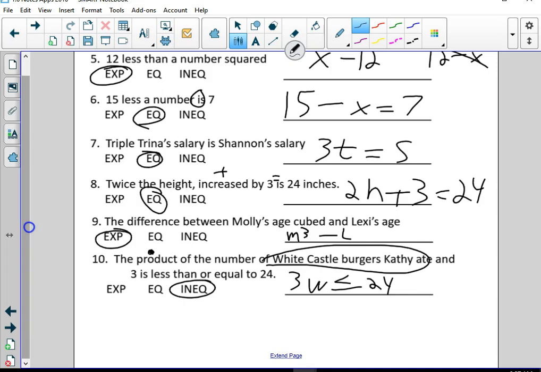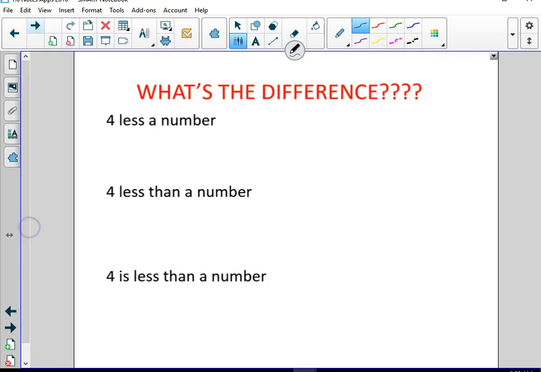So there's the difference between 10 and 5. 10 has the words is less than, and number 5 just says less than. Seems like a picky point, I know, but it really is important. Okay, what's the difference? 4 less a number. Just go in order. 4 less a number is the same thing as saying minus. So if you say 4 minus a number, you just write 4 minus that. Minus and less mean the same thing here.